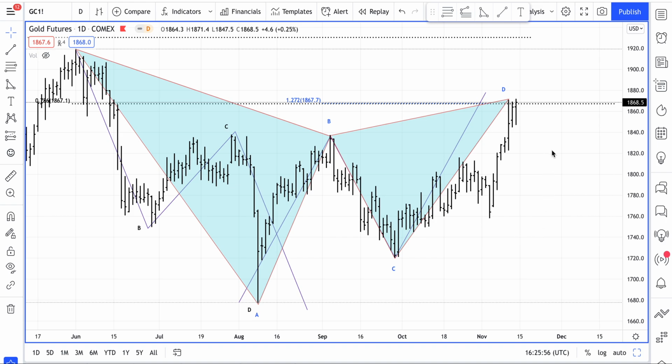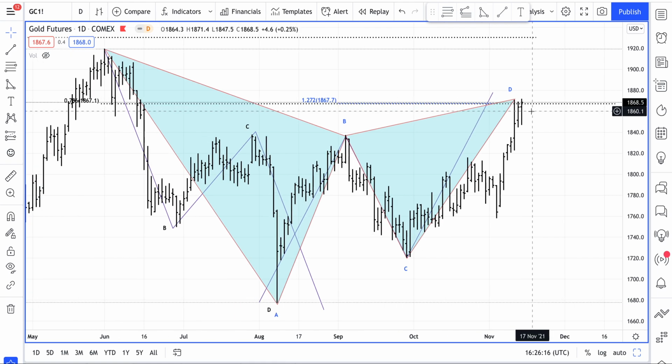We had mentioned that 1867 was a critical level. So in fact, the levels between 1867 and 1877 are a critical zone, and gold must clear this with conviction in order to make its move higher. Before that, gold is likely to consolidate, and this is exactly what has transpired over the last few days.